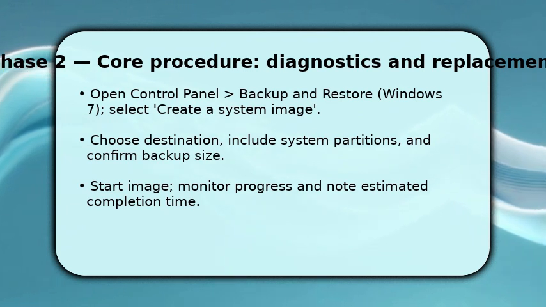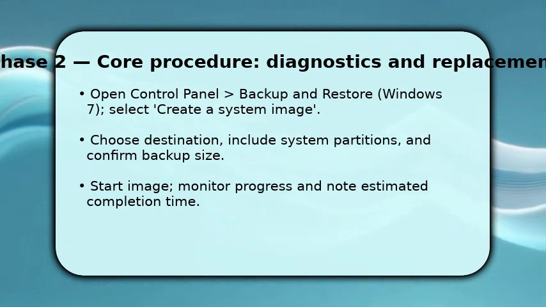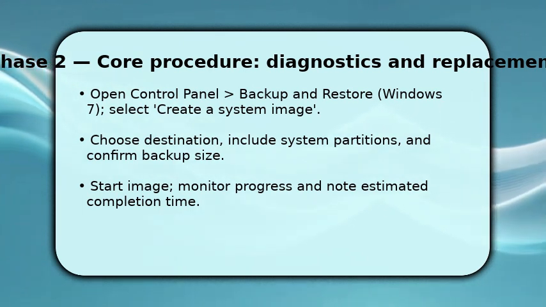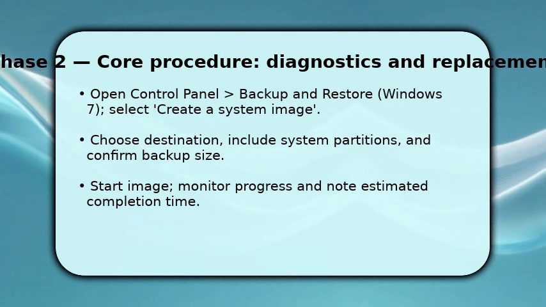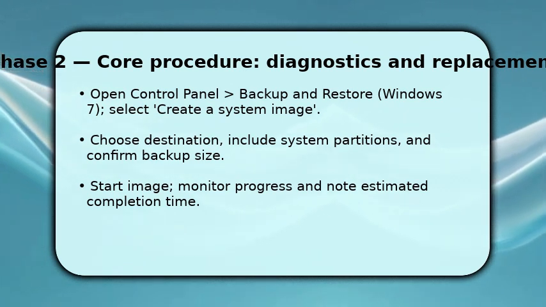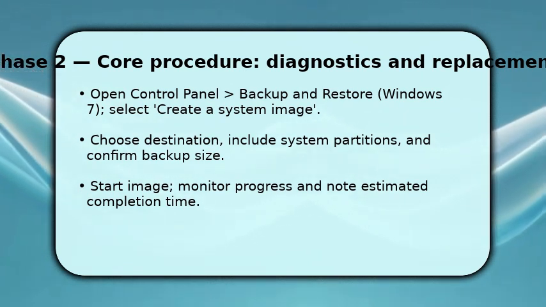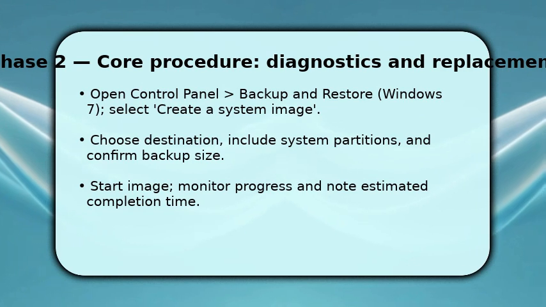Select your destination, external drive or network share, include system and recovery partitions, then confirm the backup size so you understand space usage. Once you start, monitor progress in the UI. Note the estimated completion time and avoid heavy disk activity while the image runs.